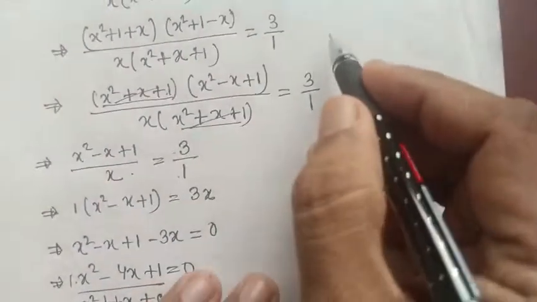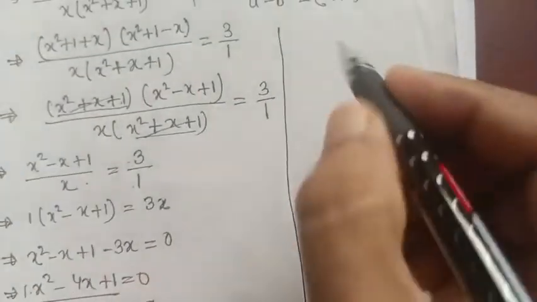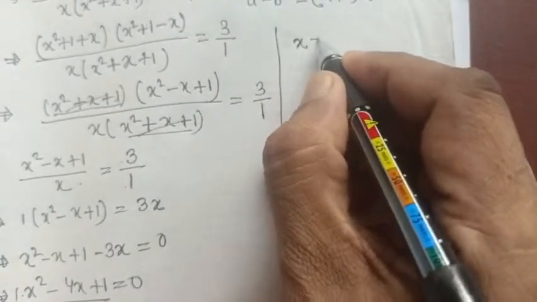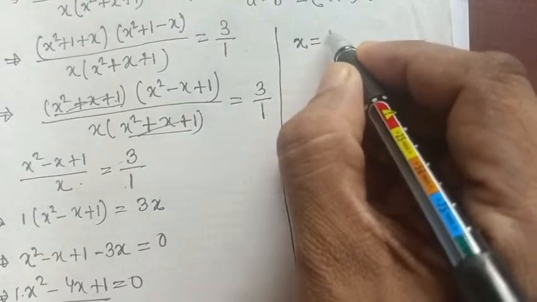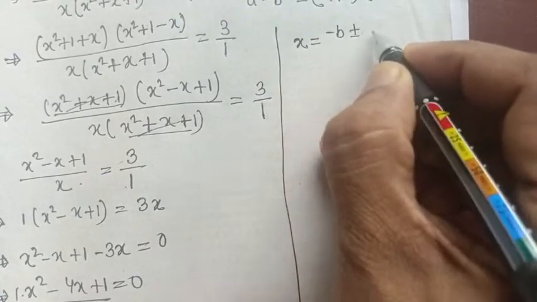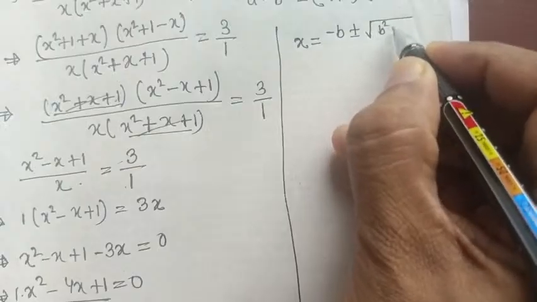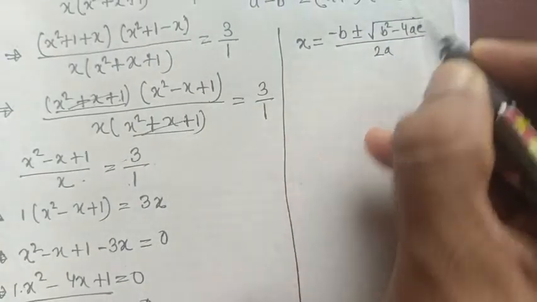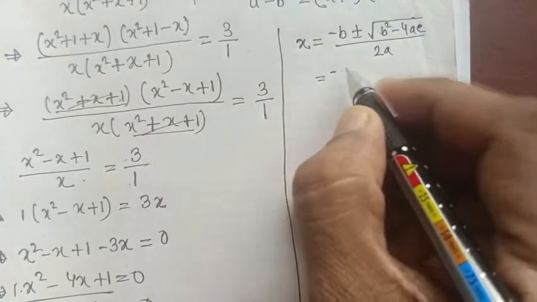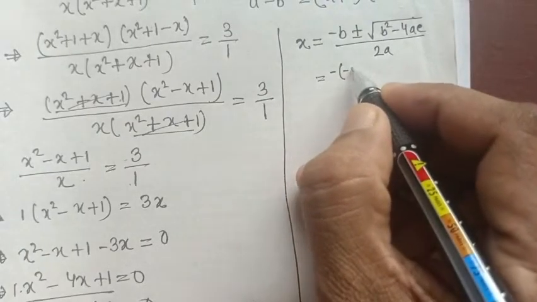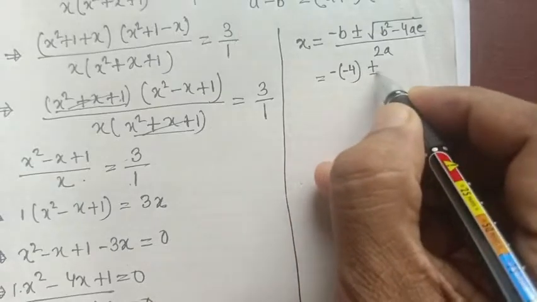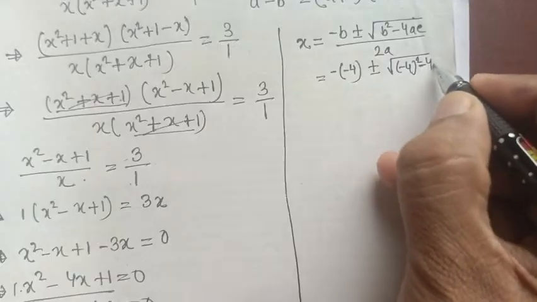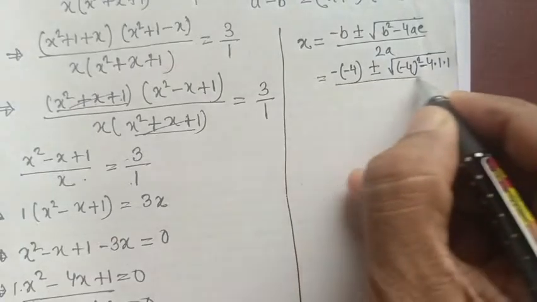Now for a quadratic equation we get the roots of any solution like minus b plus minus root over b square minus 4ac by 2a. Now we are going to put the values: b equal to minus 4, so minus of minus 4 plus minus root over minus 4 whole square minus 4 into 1 into 1, by 2a.